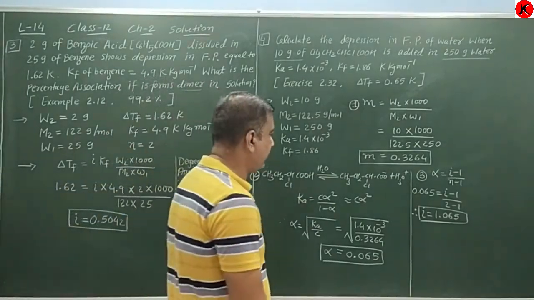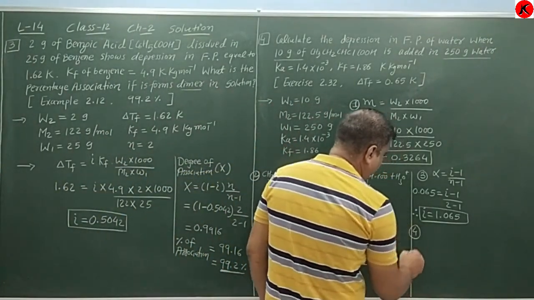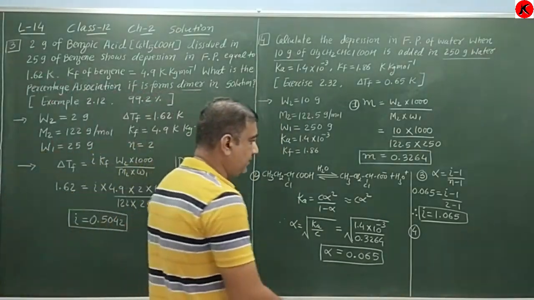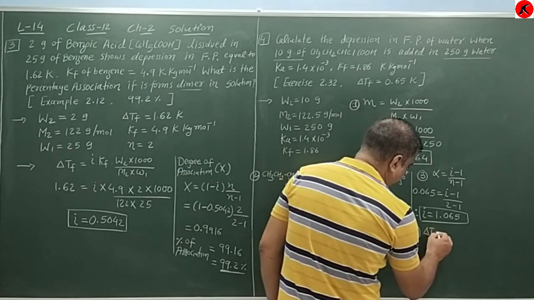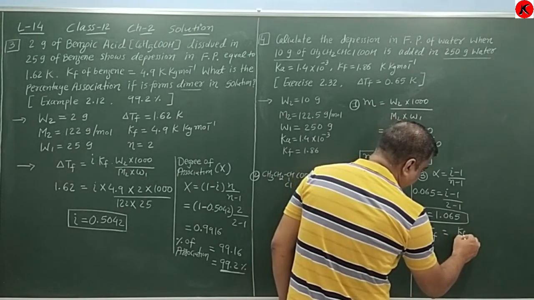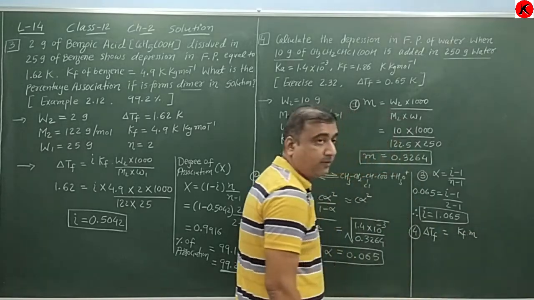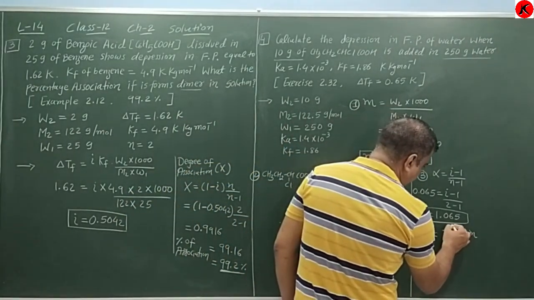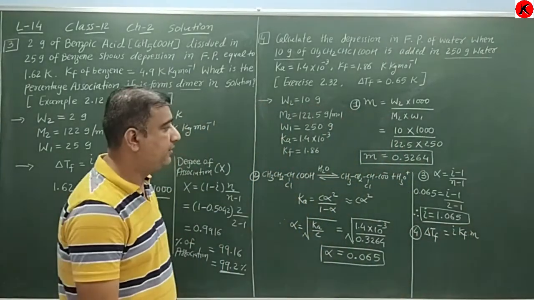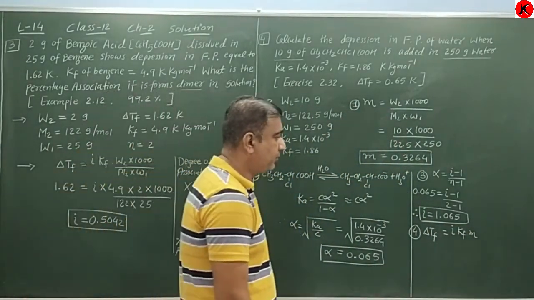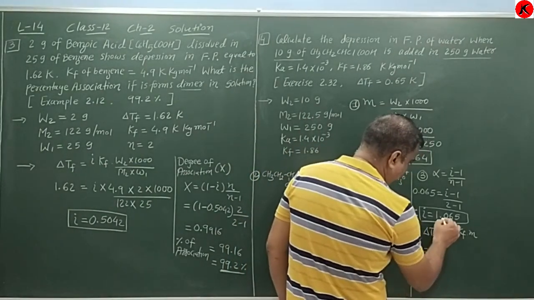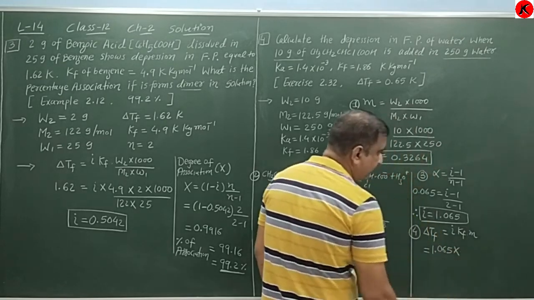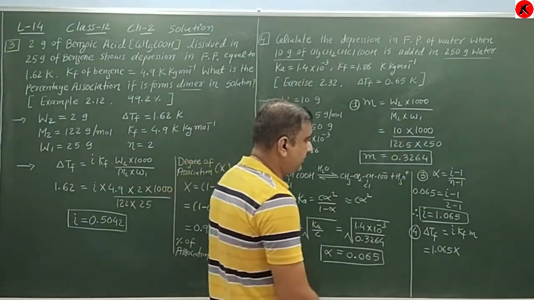Now finally, the last step. Our target is to calculate the depression in freezing point. That means delta Tf equal to Kf into m. But here dissociation occurs, so we have to use the formula by multiplying i. So delta Tf equal to i Kf into m. That means i equal to 1.065.